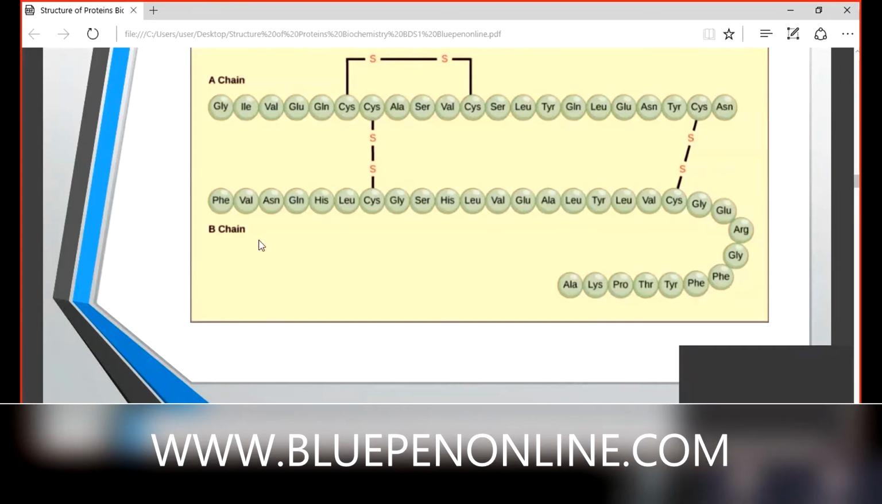Cysteine contains a special group. Which is the special group present in cysteine? SH. Yes, it is known as the sulfhydryl group.